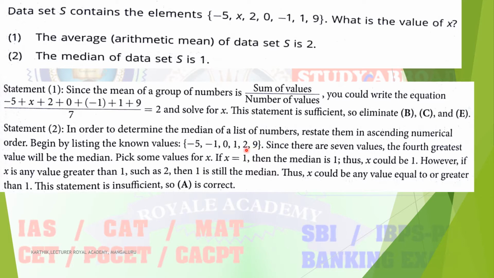But from that you can't determine the value of x. The exact value of x you can't determine. It may be 2, 3, 4, 5, 6, any value is possible. So you can't determine the value of x, but you can assume the range of x: x is more than 1. From the second statement you can't determine the value of x, because there is no clue about the value of x, just the median value given.